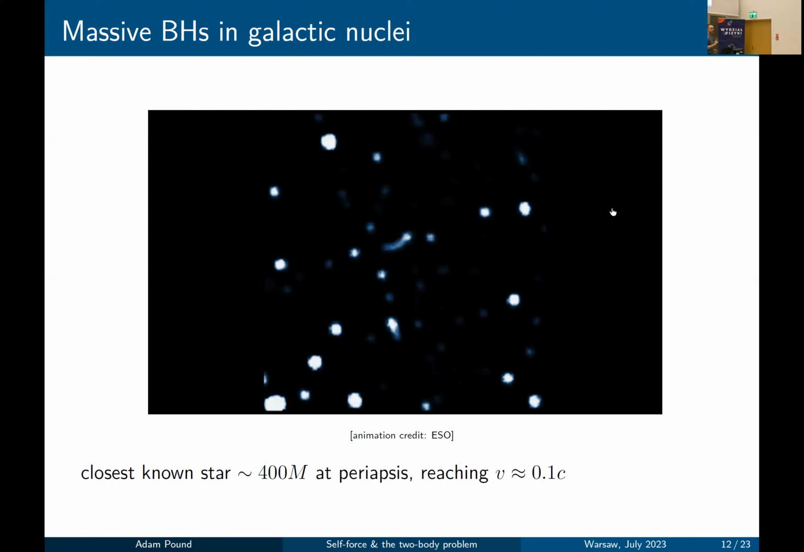So I think it's worth thinking about the actual environment in which these systems form. I said these are massive black holes in the galactic cores, so the centers of galaxies. These days, first off, we can actually see some of these black holes with the Event Horizon Telescope. But also over the past few decades, just with ordinary astronomy, we've looked at stars orbiting around black holes, particularly at the center of our galaxy.